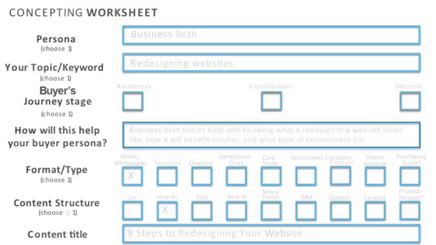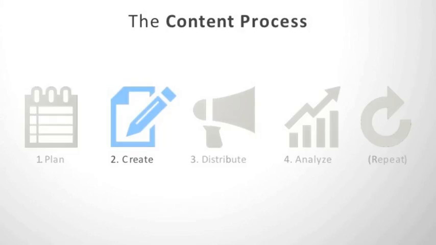In this case, the content will be an ebook and will be structured as a how-to. By knowing all of this, 9 steps to redesigning your website will be the start to this piece of content. But what about the buyer's journey? Do you remember where this fits in the buyer's journey? Give it a second. Right, it was consideration stage because it was focused on a solution, not the problem of improving conversion rates.